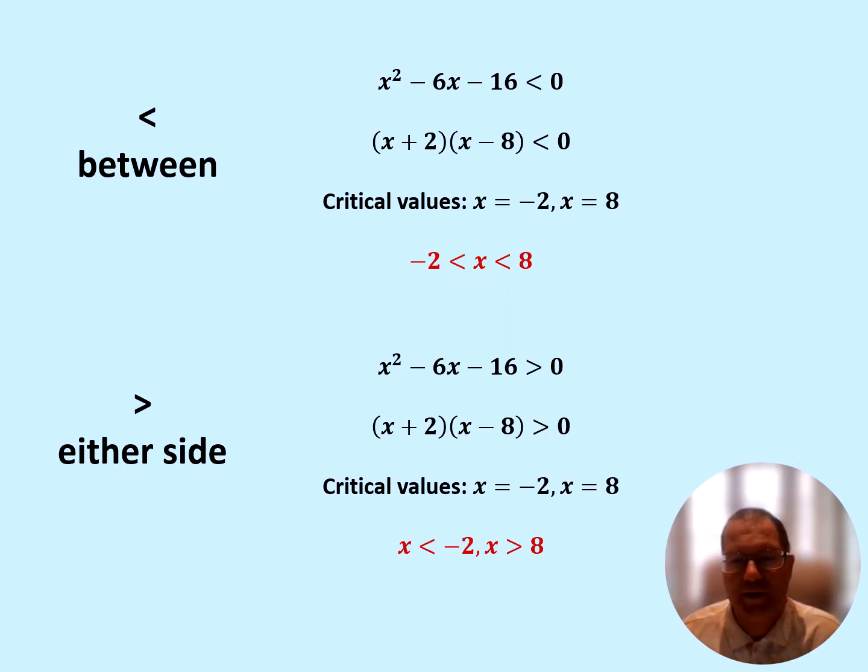In general, if we have a positive x squared and the inequality is less than 0, then that means that we're looking at the values in between the critical values. So here the critical values are -2 and 8, and our solutions are between -2 and 8, which is one region of the number line. Alternatively, if x squared is positive and the inequality is greater than 0, then we have two regions either side of our critical values. So all the values when x is less than -2, and all the values when x is greater than 8. So this is two regions on our number line.